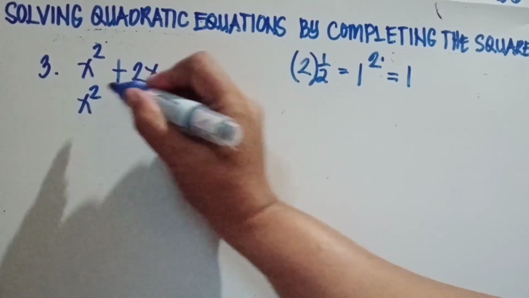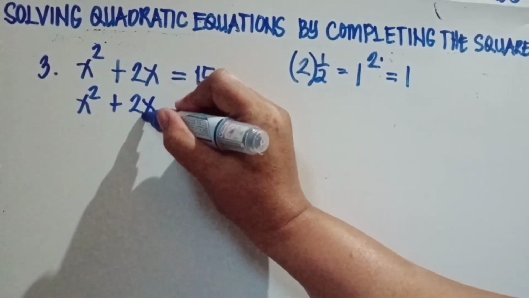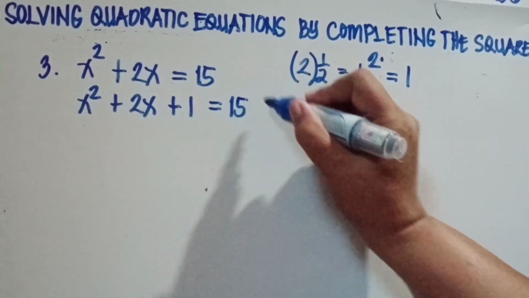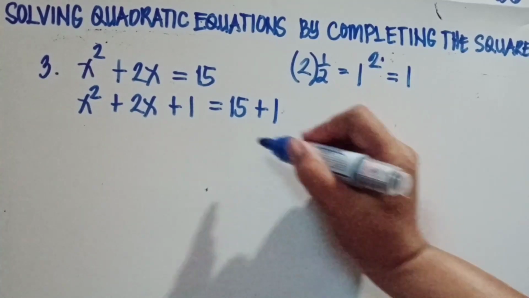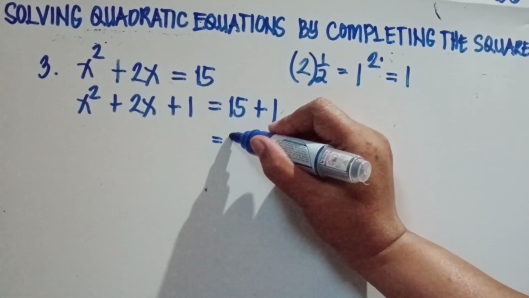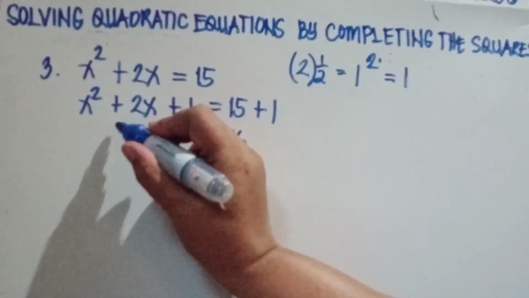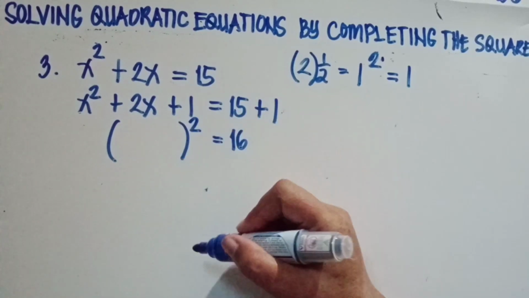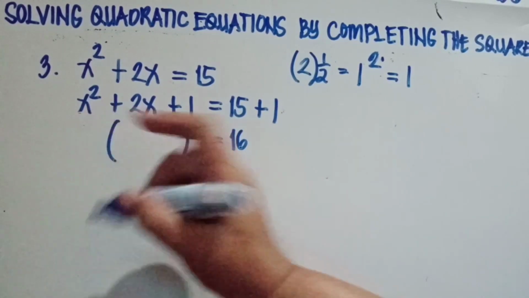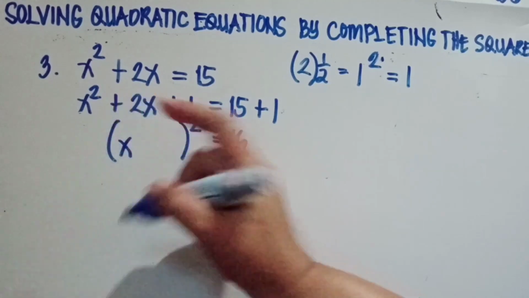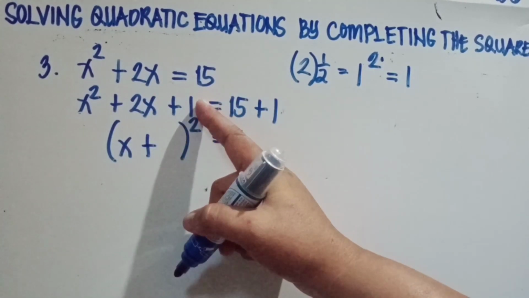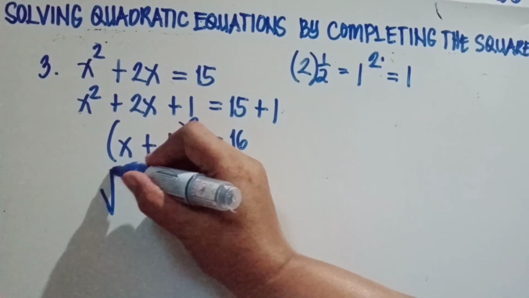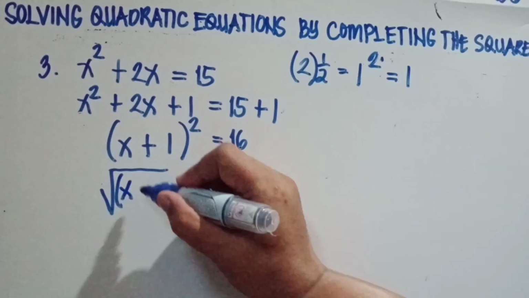We have x² + 2x + 1, then this is equal to 15 + 1. So, 15 + 1 is equal to 16. Then, we have a perfect square trinomial. So, express natin to as square of binomial. Square root of x² is x, sign ng middle term, plus, then square root of 1 is 1. Then, extract the square root on both sides of the equation.